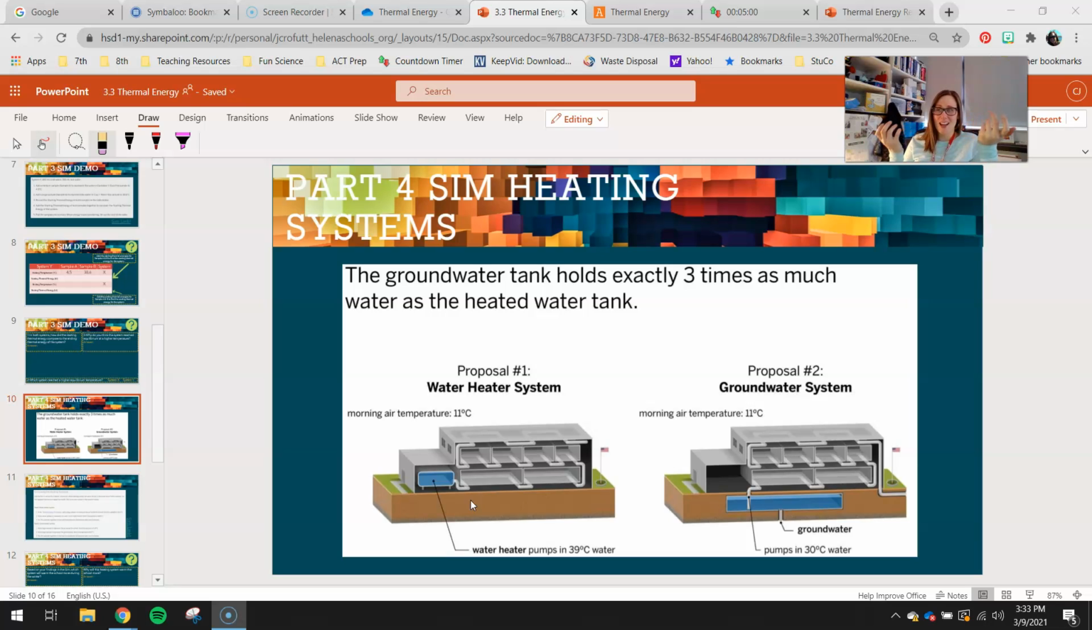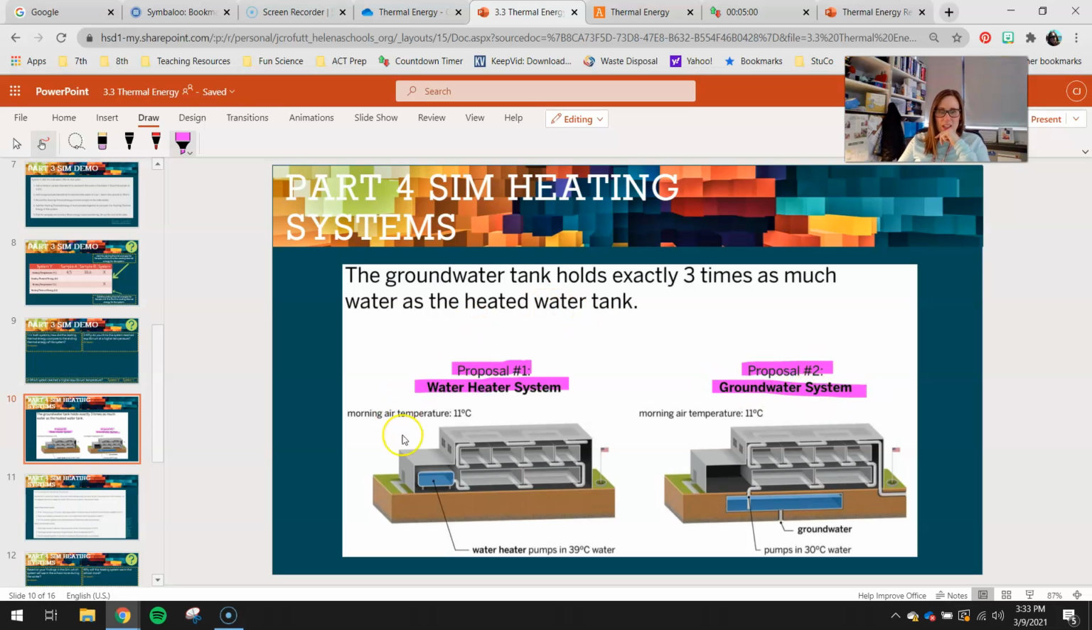Because remember, the size of our sample does matter now that we are talking about thermal energy and how that relates to energy transfer, okay? So you guys are given 2 proposals right here. Proposal 1 is the water heater system, and proposal 2 is the groundwater system, okay?